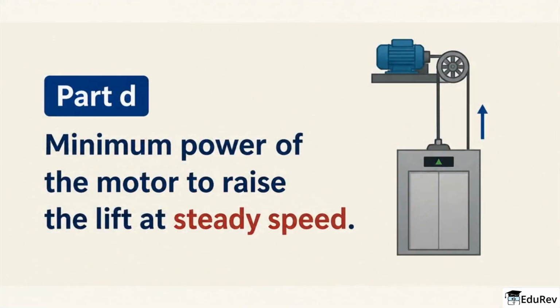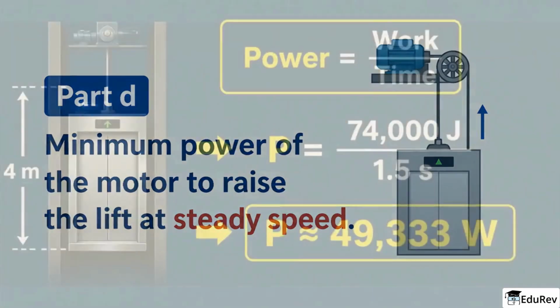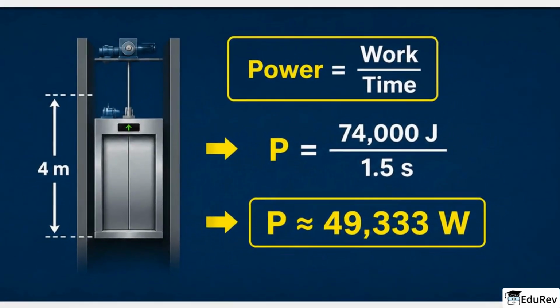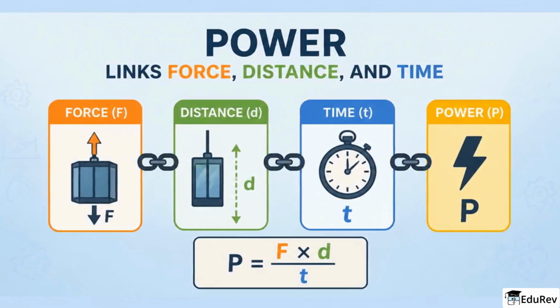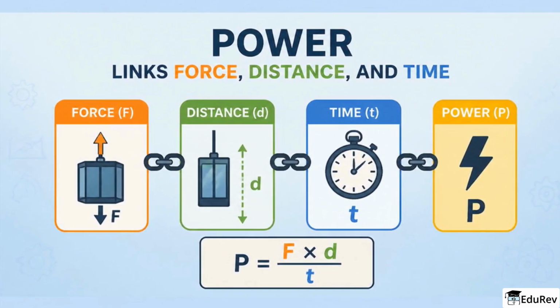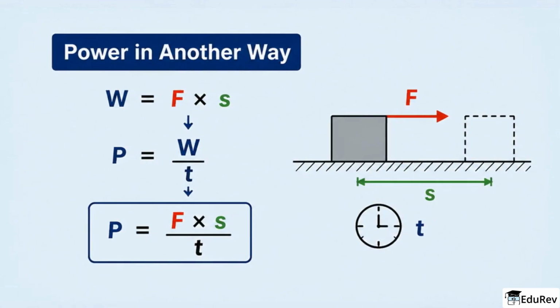Part D asks for the minimum power of the motor to raise the lift at steady speed. Power equals work divided by time. So power equals 74,000 joules divided by 1.5 seconds, which is about 49,333 watts. That completes the worked example and shows how power links force, distance, and time. We can also write power in another way, using work equals force times displacement.